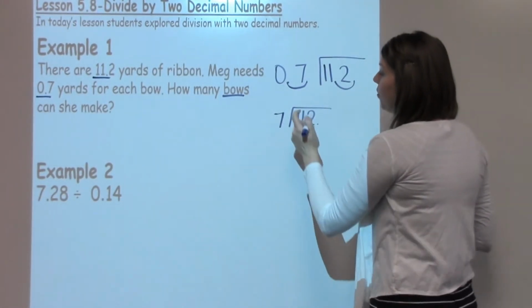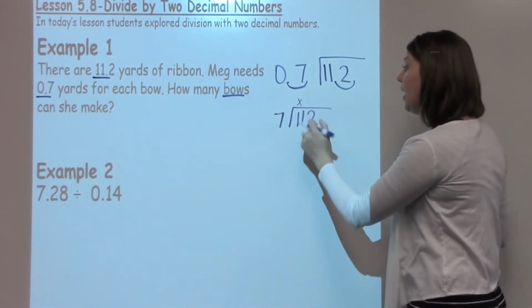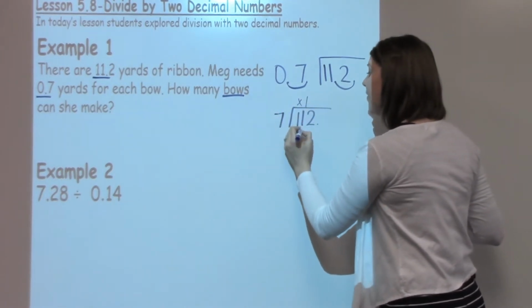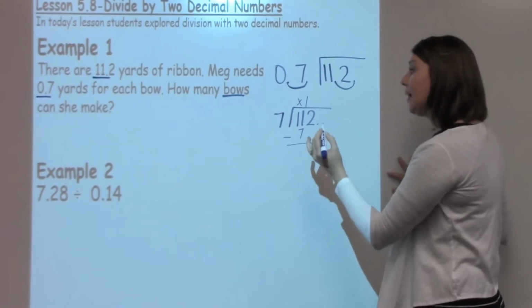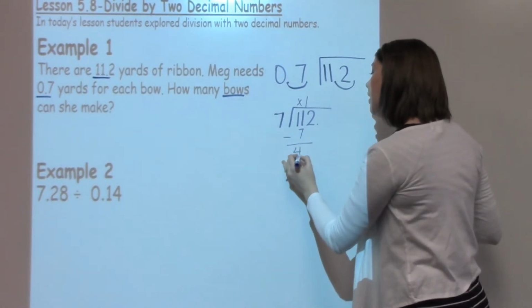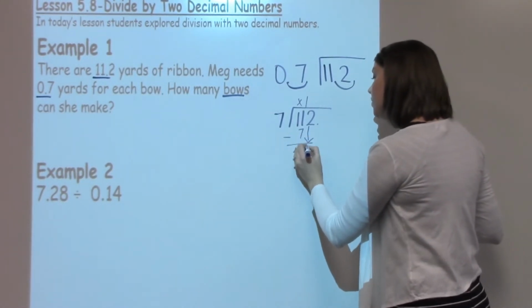Can 7 go into 1? It can't. Can 7 go into 11? It can go in one time. 1 times 7 is 7. When I take 11 minus 7, I get 4. I need to bring down my 2.